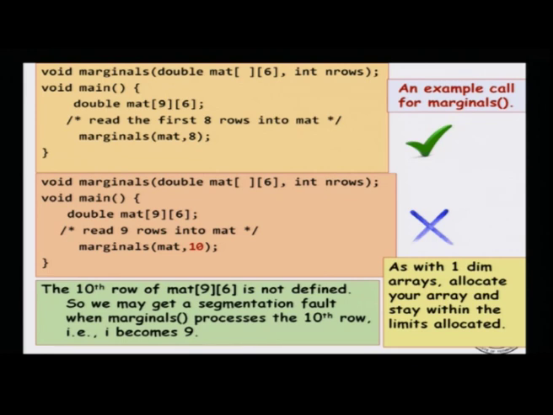So, note the difference between saying that marginals could work with arbitrary k cross 6 matrices. It is still true that if you pass junk values to the matrix, your code will crash. If your matrix is valid, then you can pass an arbitrary number of rows inside the matrix. So, the summary is that, as with one dimensional arrays, you should allocate your array and stay within the limits allocated. Within those limits, the number of rows does not matter, but it does not mean that you can overshoot the limit and hope that your code will work. It may not, and it can crash.